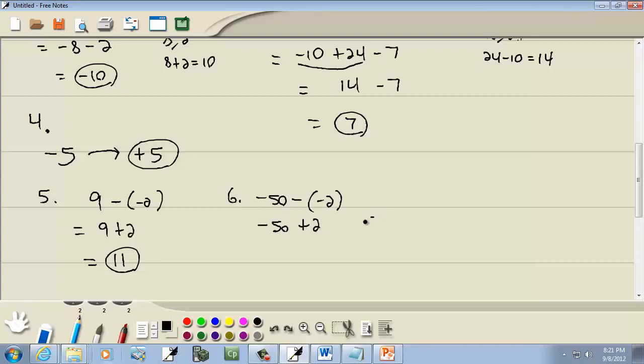Now this is case 2. Signs are different. One's positive, one's negative. So I ignore the signs. So I got 50 and 2. We're going to subtract the smaller number from the larger number. So 50 minus 2 gives us 48. And the sign of our answer is the original sign of the larger number. Larger number is 50, and it originally was negative. So negative 48 is our answer.